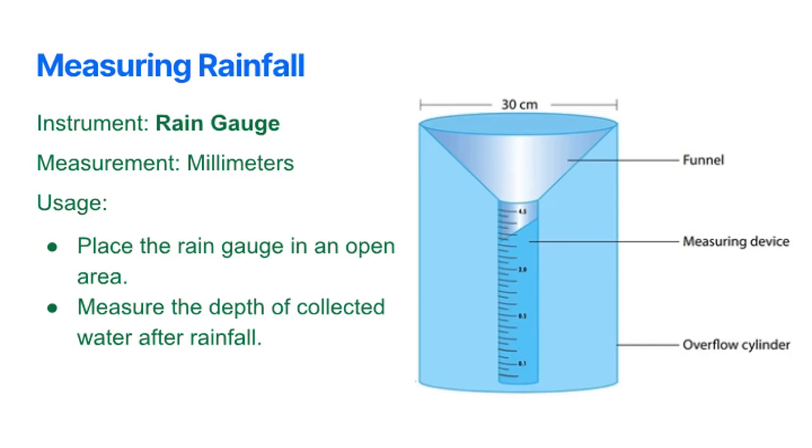Rainfall is measured using a rain gauge. The device consists of a funnel leading into a graduated cylinder. It is placed in an open area to collect rainwater, which is then measured in millimeters.